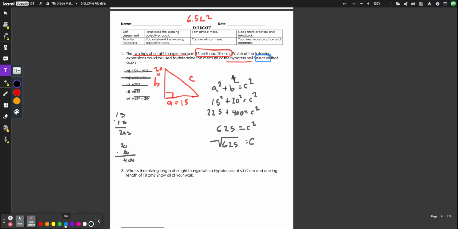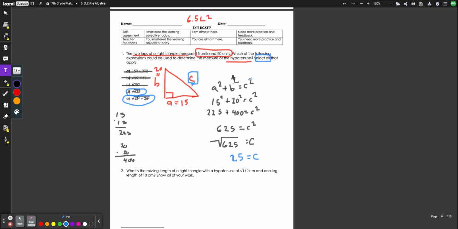When we look at d, yes, d is a possible expression that we would use to find the hypotenuse, because it's the square root of 625. But is it the only one? No, it's not. Because when we take a look at e, we can see that 15 squared plus 20 squared, and we're finding the square root of that, that would be an expression that would also help us find what the hypotenuse of our right triangle is as well. In our case, 25 would be the value of c, and both d and e would be appropriate expressions that could help us determine the measure of our hypotenuse, which is c.